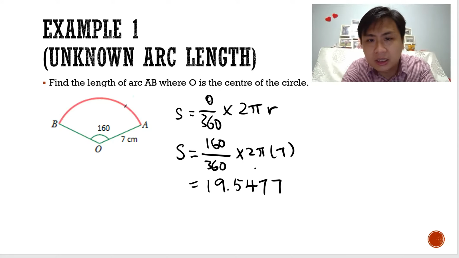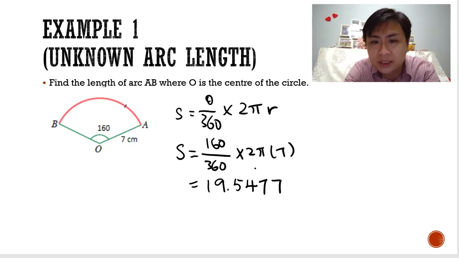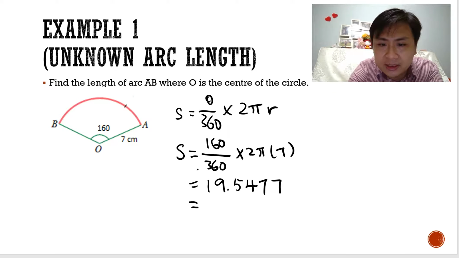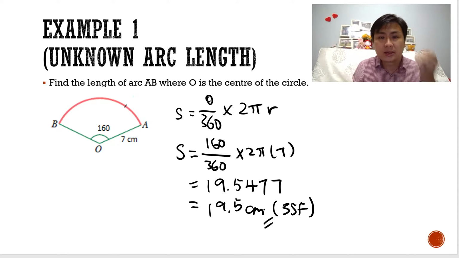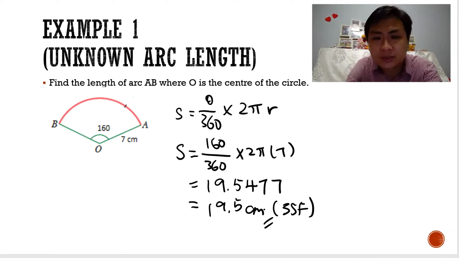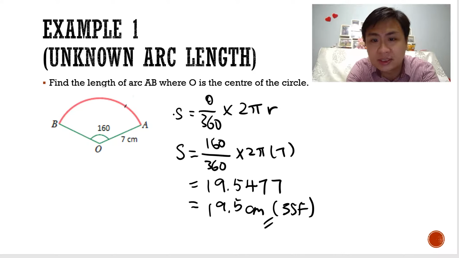Okay, if a degree of accuracy is not given, we'll round off the radius, the arc length, to 3 significant figures. So in this case, the arc length will be 19.5 cm, rounded off to 3 significant figures. So this will be how we calculate the unknown arc length. The unknown arc length is very easy. We just apply the formula straight away and we can actually get our answer. Right?